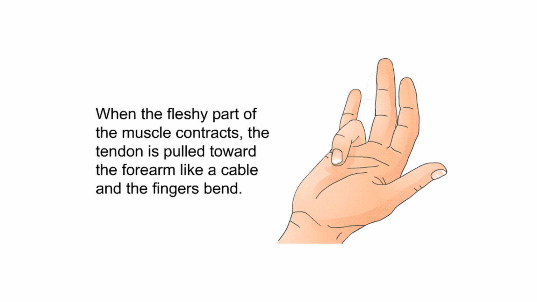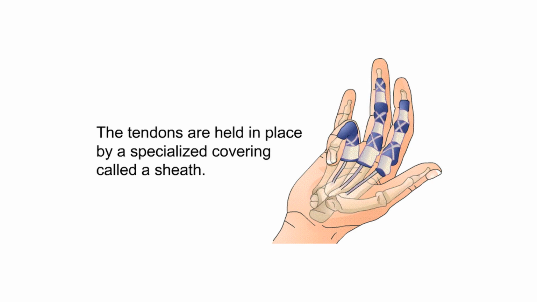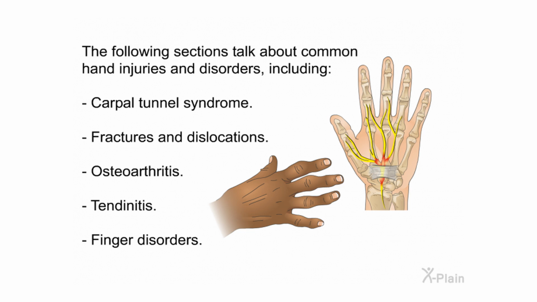The biggest muscles are attached to the bones of the forearms. The muscles taper down and become tendons through the wrist and into the fingers, where they attach to the bones of the fingers. When the fleshy part of the muscle contracts, the tendon is pulled toward the forearm like a cable and the fingers bend. The tendons are held in place by a specialized covering called a sheath. The following sections talk about common hand injuries and disorders, including carpal tunnel syndrome, fractures and dislocations, osteoarthritis, tendinitis, finger disorders.